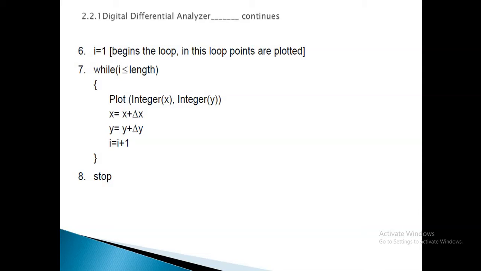The next step is i is equal to 1. Step 7 is while i is less than length, plot the integer x and integer y values. x is equal to x plus delta x and y is equal to y plus delta y. i is equal to i plus 1, and then stop.